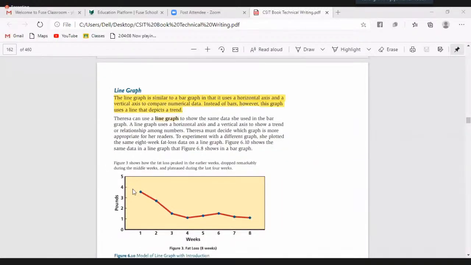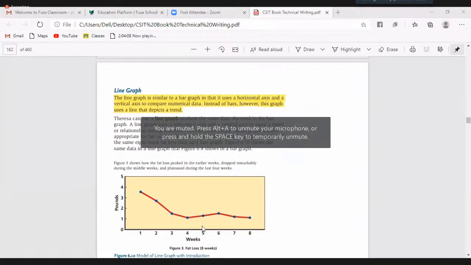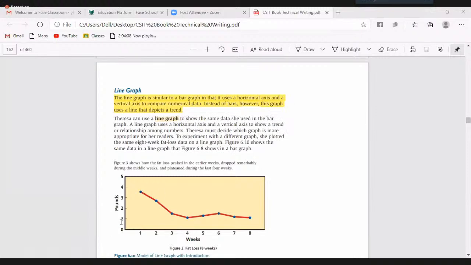Then another is the line graph, like this line graph. The line graph is similar to a bar graph in that it uses a horizontal axis and a vertical axis to compare numerical data. Instead of bars, however, this graph uses a line. So in the line graph, bars are not used, rather a line is used, and the line talks about a trend, isn't it? So it shows the trend here.